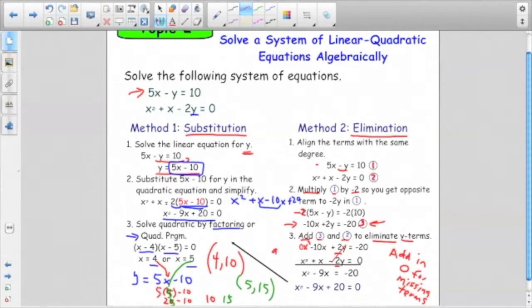Now, we add. So 0 plus 1 is 1. That's 1x squared. Negative 10 plus that is negative 9. And over here we have negative 20 plus 0 is that. And then move this over. And there's that quadratic we just saw. And then factor.